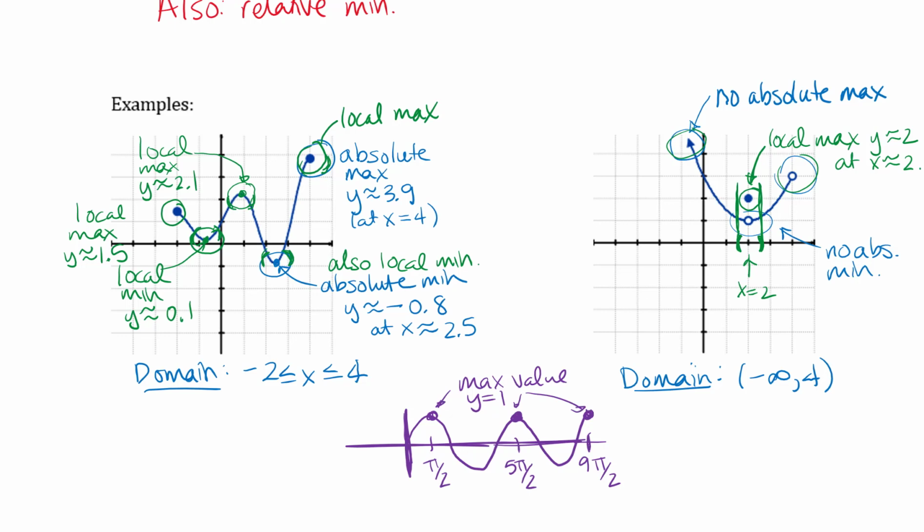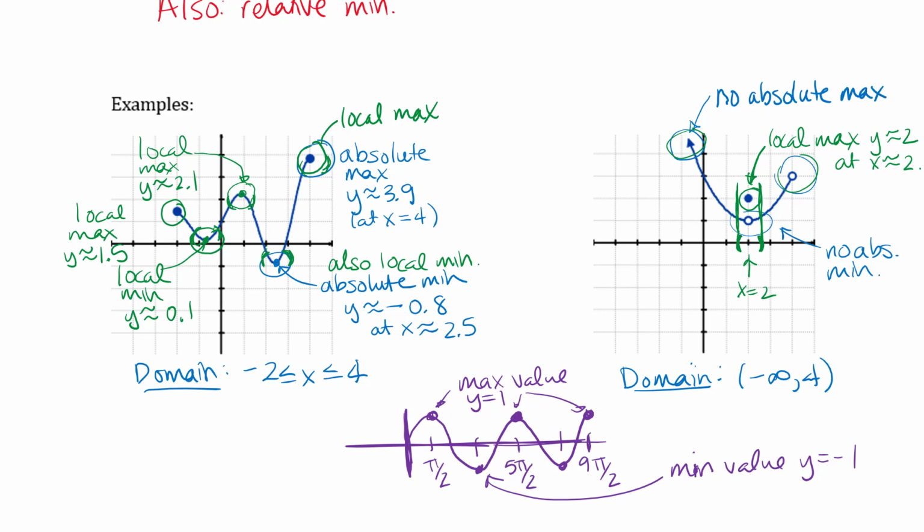And then similarly, there are many, many places where the minimum function value occurs. So I also have a minimum value of the function, both a local and an absolute minimum of y equals negative 1, but that occurs in many, many different places. 3 pi over 2, 7 pi over 2, and so on.